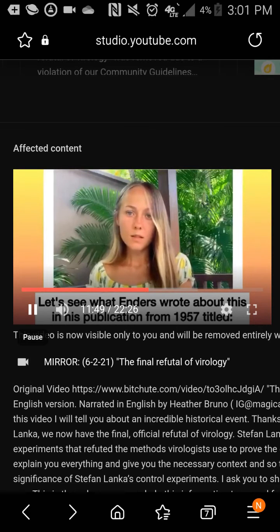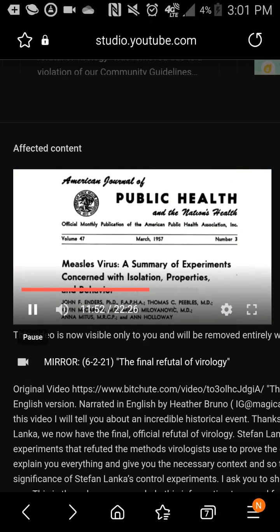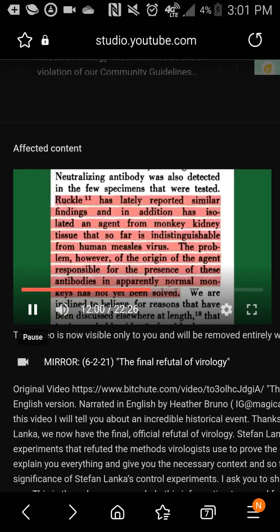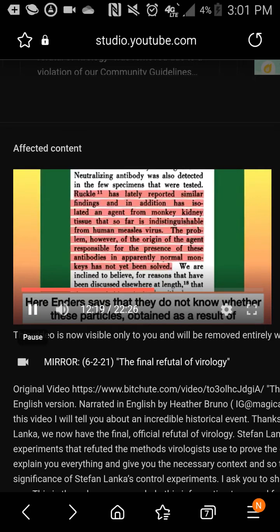Let's see what Enders wrote about this in his publication from 1957 titled Measles Virus, a summary of experiments concerned with isolation properties and behavior. "Ruckel, that is another scientist, has lately reported similar findings and in addition has isolated an agent from monkey kidney tissue that so far is indistinguishable from human measles virus. The problem, however, of the origin of the agent responsible has not yet been solved." Here, Enders says that they do not know whether these particles obtained as a result of the cytopathic effect are viruses or just products of cell decay.